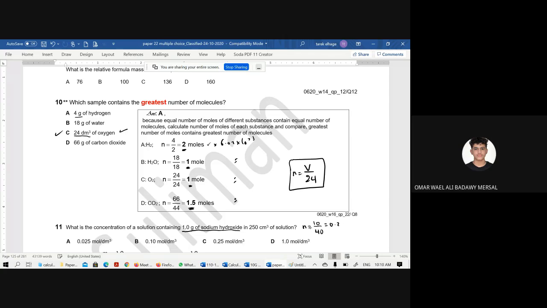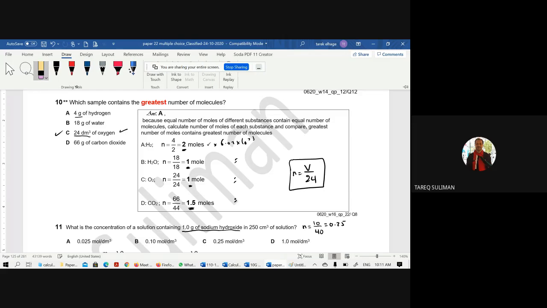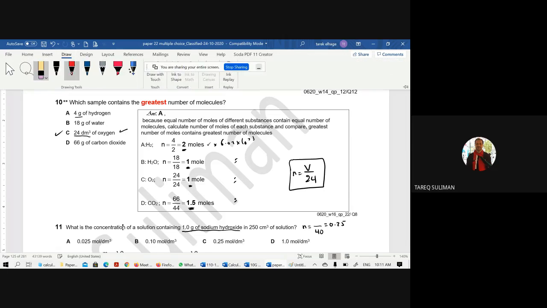The mass is 1, not 10. So it is 1 divided by 40, it is 0.025.